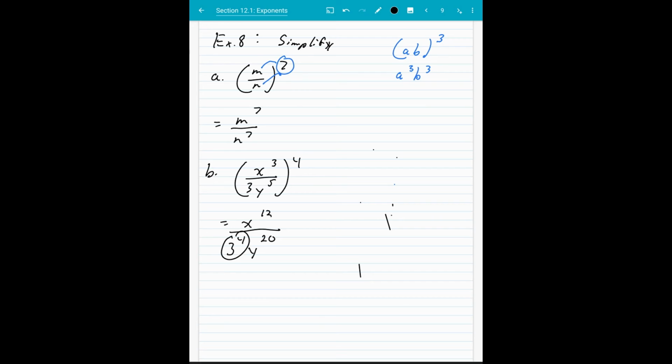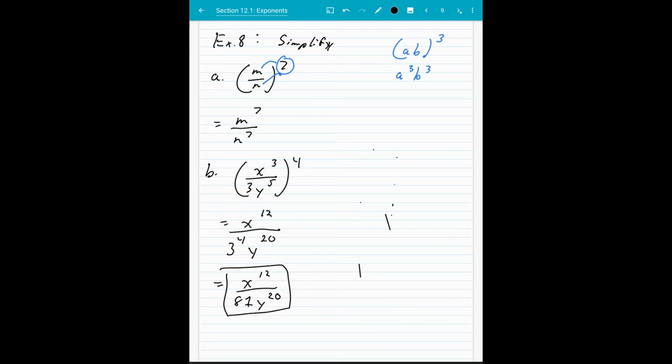We can simplify 3 to the 4th. 3 to the 4th is 3 times 3 times 3 times 3, which makes 81. So this would be 81y to the 20th. That's your answer for the quotient rule. A lot of different rules going on, so there's a lot to learn for this. But I would say after you get this stuff, a lot of the other stuff that we're going to be doing is going to be easier after you have this section really down.